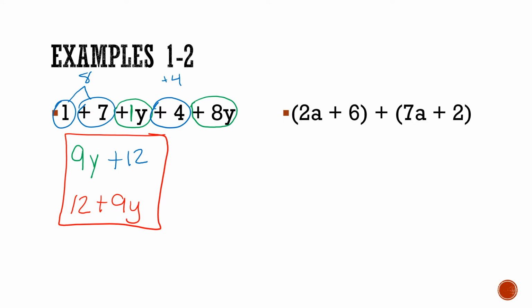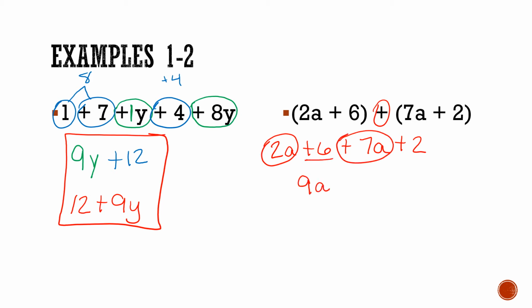Okay, in number 2, I told you all yesterday to just bring this first set of parentheses down. Just bring those numbers down. So 2a plus 6. And we talked about how if this is a positive sign, that's a good thing for us. That makes it a little bit easier because we can just bring everything else down as well. Whereas when that's a negative sign, that negative sign has to be distributed. But since we've got a positive sign, we're just going to bring the rest of it on down. So plus 7a plus 2. Okay, so we have 2a plus 7a, which is 9a. And then we have 6 plus 2, which is 8. And that can also be written as 8 plus 9a.